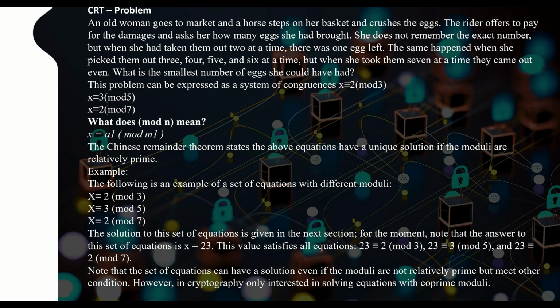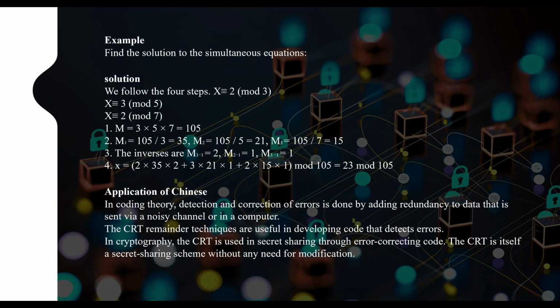CRT problem. An old woman goes to market and a horse steps on her basket and crushes the eggs. The rider offers to pay for the damages and asks her how many eggs she had brought. She does not remember the exact number, but when she had taken them out 2 at a time, there was 1 egg left. The same happened when she picked them out 3, 4, 5, and 6 at a time, but when she took them 7 at a time, they came out even. What is the smallest number of eggs she could have had? This problem can be expressed as a system of congruences.